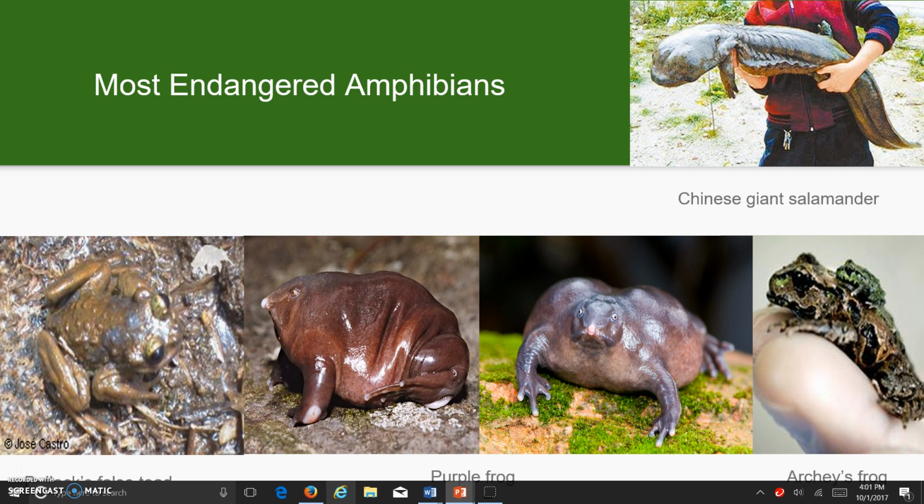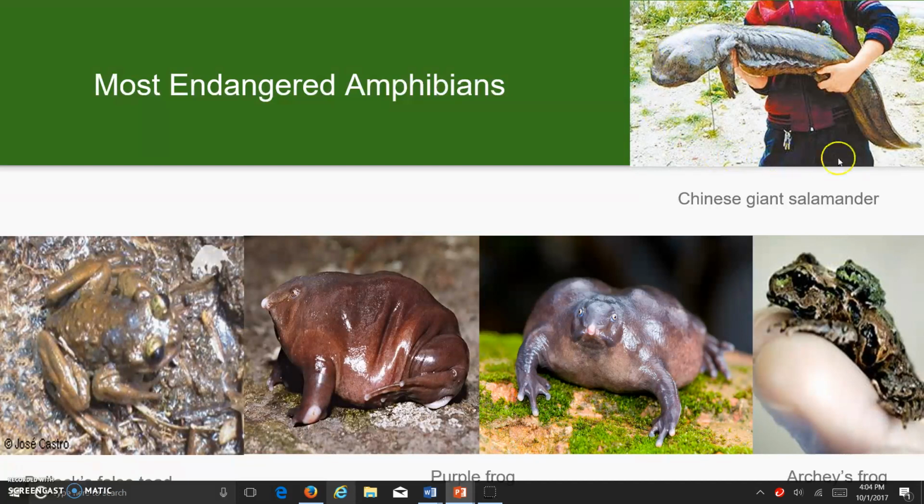The Archie's frog has suffered a population decline of about 88% and has a population density of about 0.28 frogs per square meter in New Zealand. So this is definitely an amphibian species and population that has declined drastically and is in definite need of protection, and hence has been labeled an endangered amphibian species.